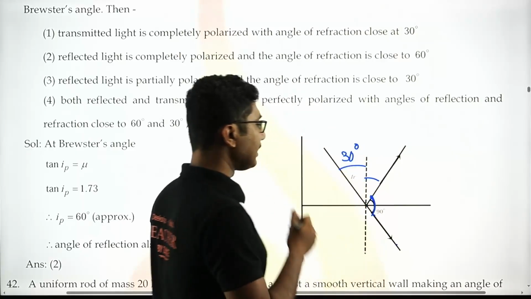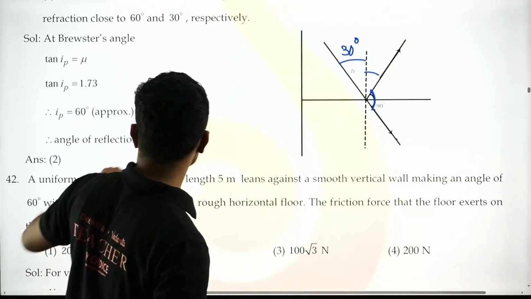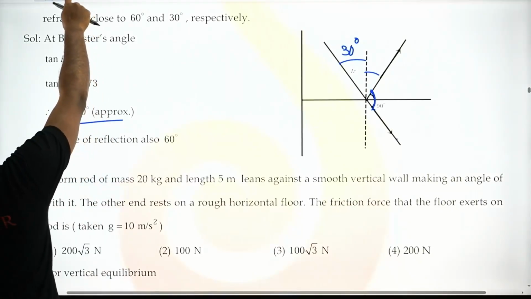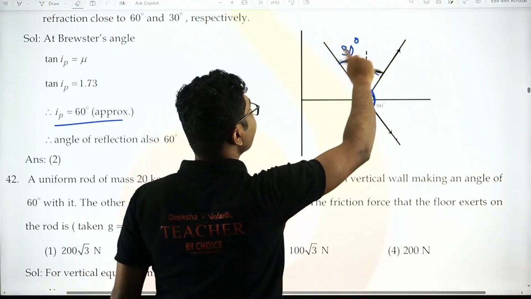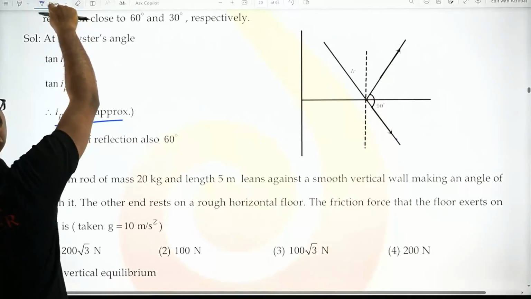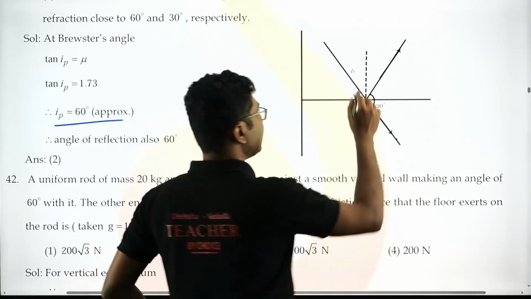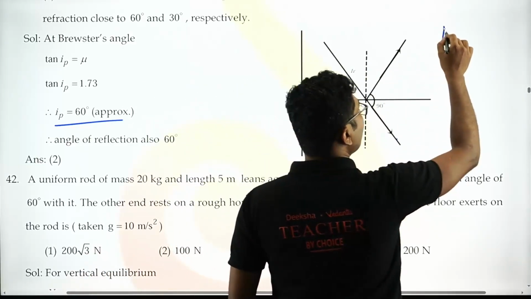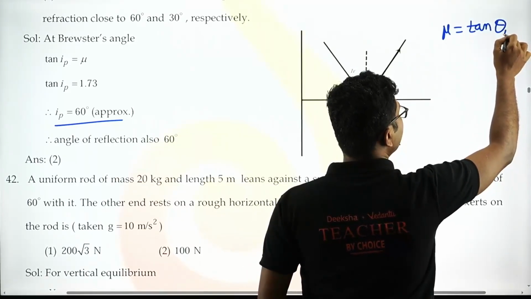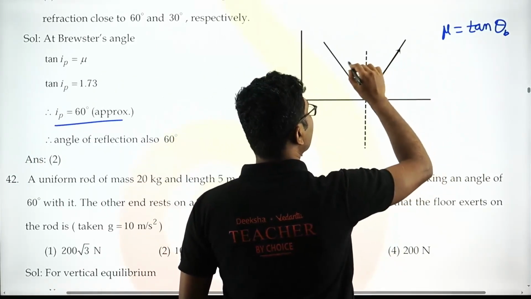So if incident angle is 30 degrees, no, incident angle is not given. You have to calculate the incident angle from this. Okay, so incident angle will come out to be 60 degrees, not 30 degrees. Refractive index is given, so from there you have to calculate the value. Again, this is not super easy because you need to know that tan inverse 1.73 is 60 degrees. That is the relationship, mu equals tan theta. Here theta is the Brewster's angle, so you can say theta b, and from there if you calculate theta b, it will turn out to be almost 60 degrees.